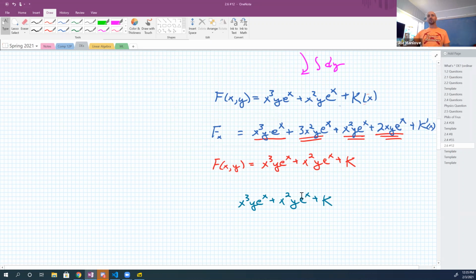So the thing I'm going to do here is I'm going to take my function f of x and y, and I'm going to set this equal to a number, right? So I'm going to say this is some number c. And then k and c are arbitrary constants, so I really only need one of those.